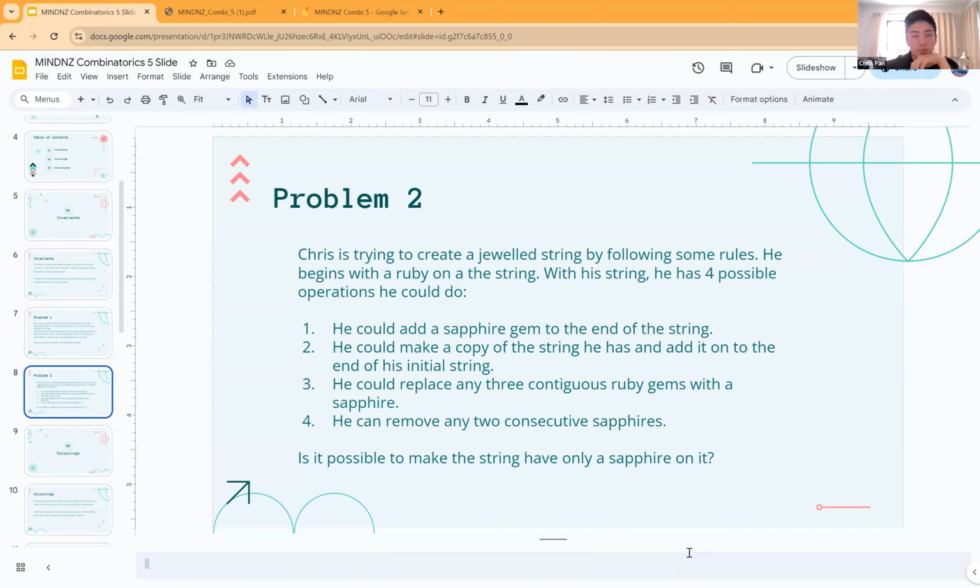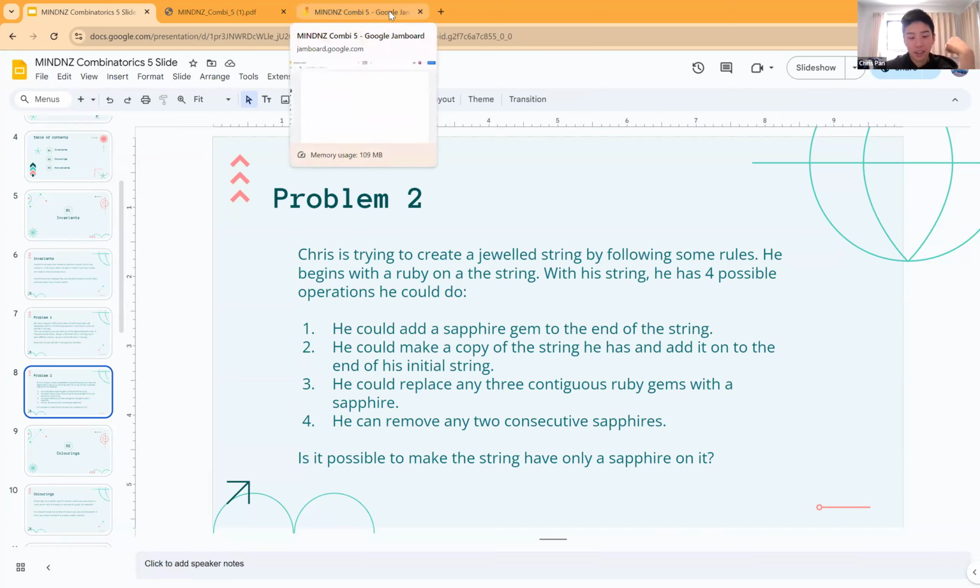Okay, does anyone have any ideas? Has anyone noticed something about the number of rubies, or how it changes as you do more of these moves? It's a bit tricky. Yeah, okay. So Isabel's nicely characterized how you can change the number of rubies, right?